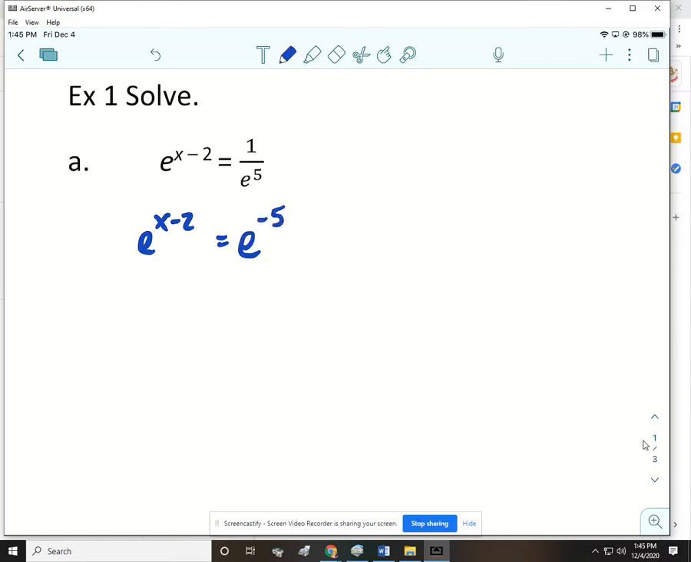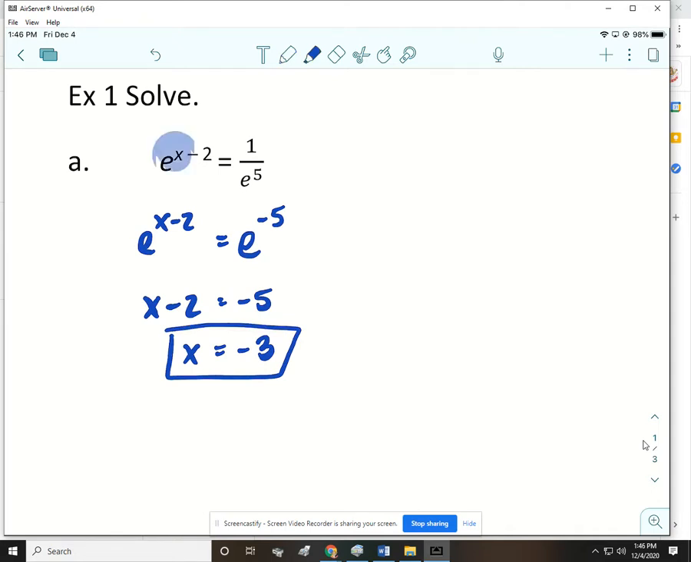And then once you have that e to the x minus 2 is equal to e to the negative 5, we can just set the exponents equal and solve it for x by adding 2. And we get that x is negative 3. And that is true. If I took that negative 3 and put it in for this x, it'd be e to the negative 3 minus 2, or e to the negative 5th, which is 1 over e to the 5th, right? So if it's possible, that's the shortest way to do this problem.